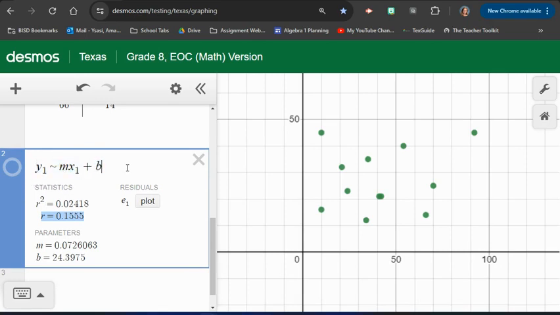You look at R. So I want you to put in y1 squiggly mx1 plus b and look at the R value. Write down that R value. So it's close to 0, so we know it's weak. And is it positive or negative? It's positive, so it's a weak positive correlation.